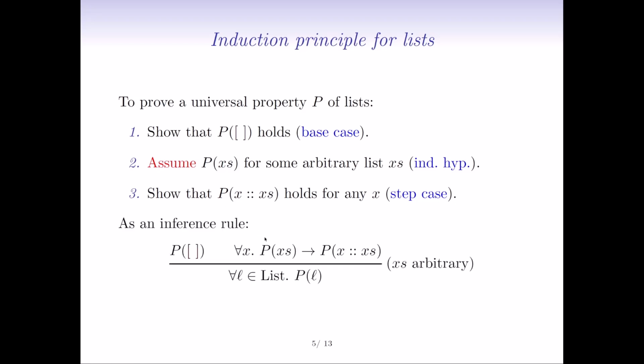So again, we can write this as an inference rule with two premises, one premise for each of the two construction operations for lists. The first premise, the base case, is that P holds of the empty list. The second is that for all elements X, if we have P of the list xs, then P holds for X cons xs. Here xs is arbitrary, and this should actually say that X is arbitrary as well. And the conclusion is that P holds of all lists L.